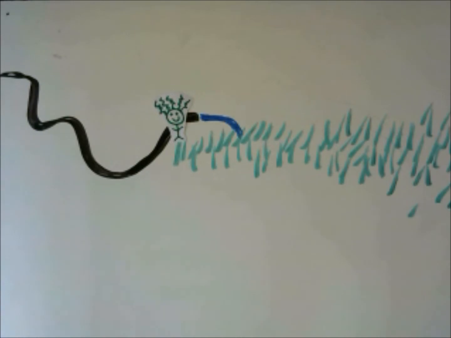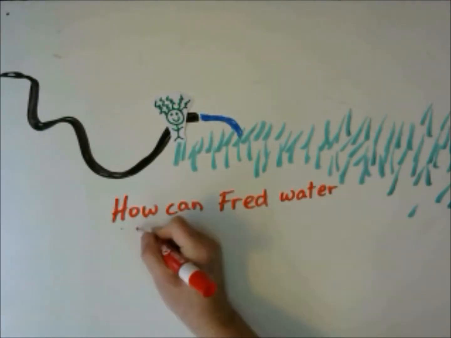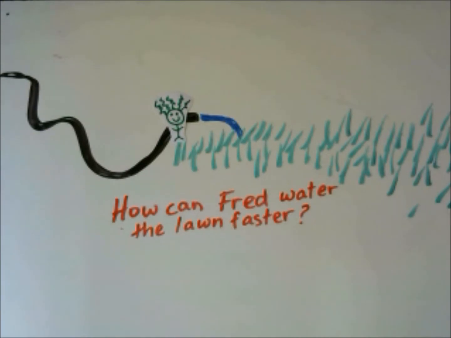Fred's chore this weekend is to water the lawn, but it is taking forever. He's having to walk all over the lawn to get the water there. He needs to come up with a way to do this faster because he wants to go hang out with his friends. How can Fred water the lawn faster?